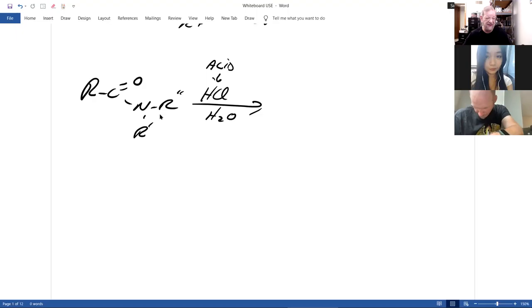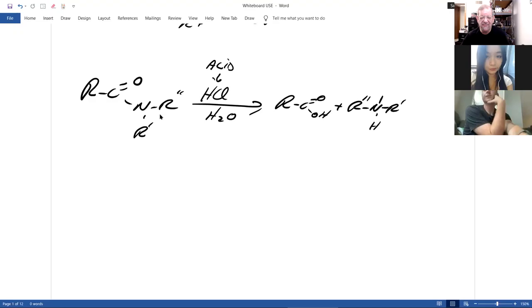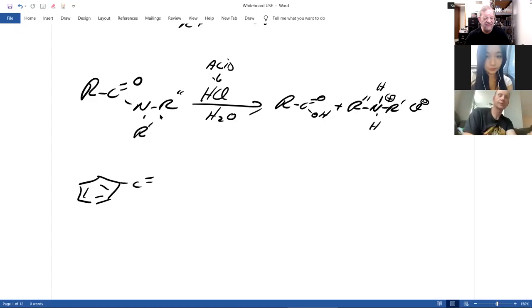If you have acid hydrolysis, remember HCl, hydrochloric acid, is an acid, H plus, but a specific one. Why? Because that's in your stomach. You get back the carboxylic acid you would have used to make that amide, plus not the amine you would have used to make that, but the amine salt, because amines are bases, and acids react with them very fast.